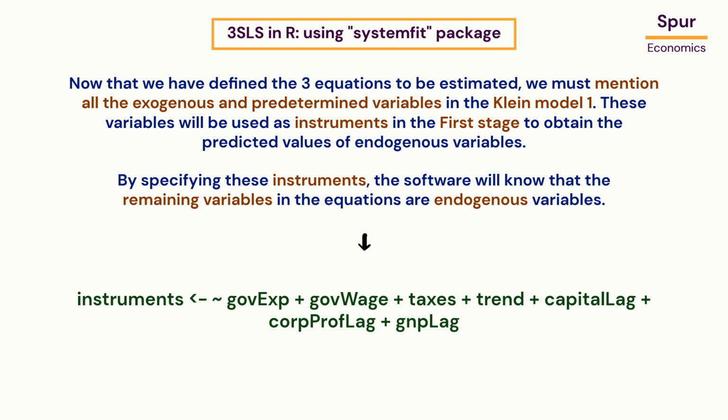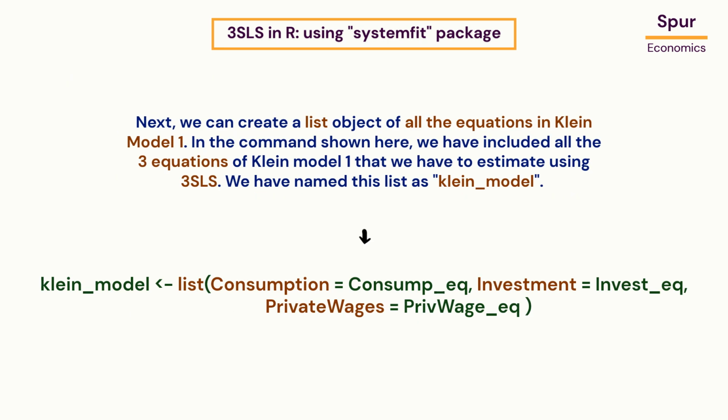Now that we have defined the 3 equations to be estimated, we must mention all the exogenous and predetermined variables in the Klein Model 1. These variables will be used as instruments in the first stage to obtain the predicted values of endogenous variables. By specifying these instruments, the software will know that the remaining variables in the equations are endogenous variables. Next, we can create a list object of all the equations in Klein Model 1. In the command shown here, we have included all the 3 equations of Klein Model 1 that we have to estimate using 3SLS. We have named this list as Klein Model.